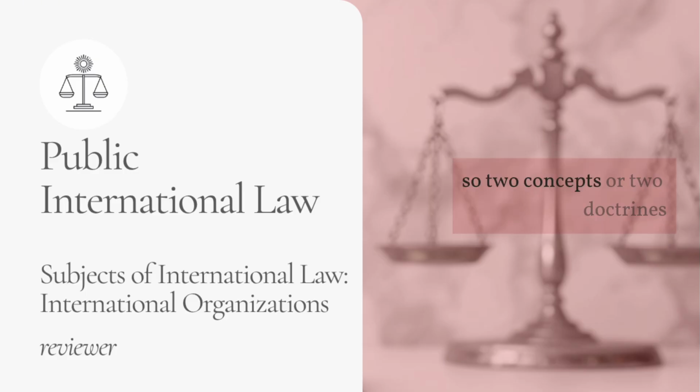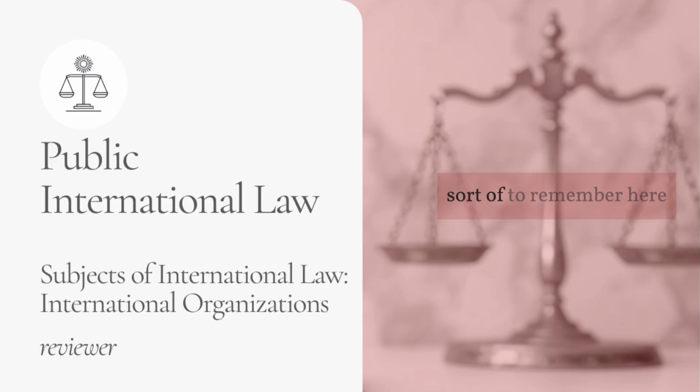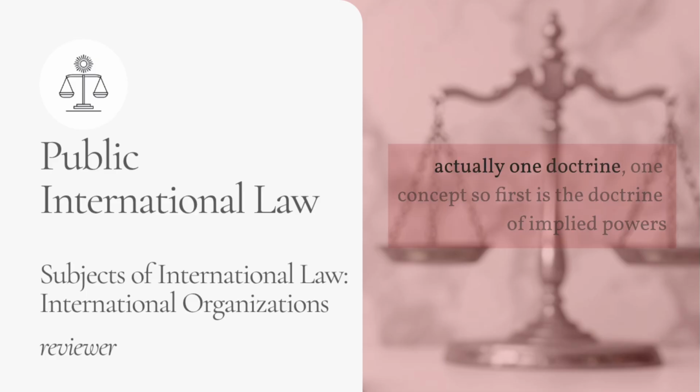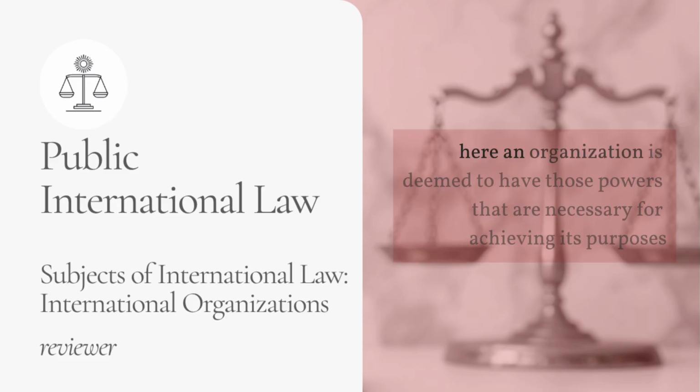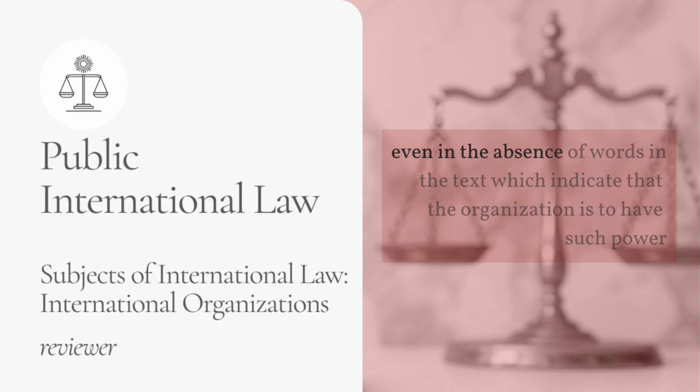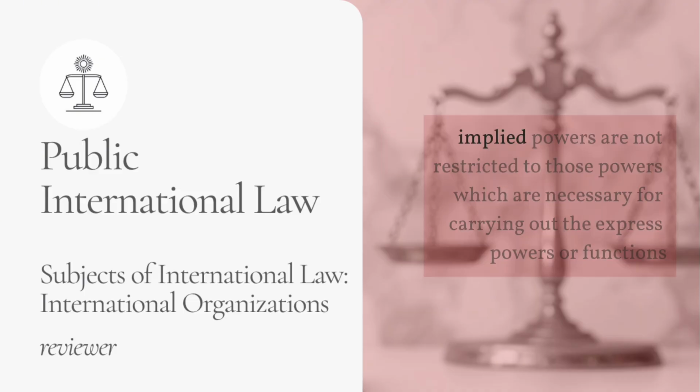So two concepts or two doctrines to remember here. Actually, one doctrine, one concept. First is the doctrine of implied powers. Here, an organization is deemed to have those powers that are necessary for achieving its purposes, even in the absence of words in the text which indicate that the organization is to have such power. Implied powers are not restricted to those powers which are necessary for carrying out the express powers or functions.